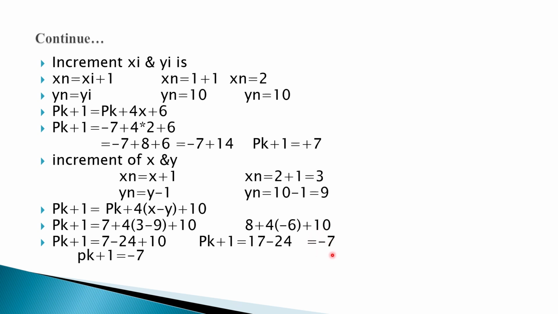So how do we have to increment the x and y value? X will be incremented by 1 and y is as it was previously. What we get? The previous one. So 3 plus 1 is 4, yi plus 1 equals 9. Why? Because we got the negative pk. We got the negative pk value, right?